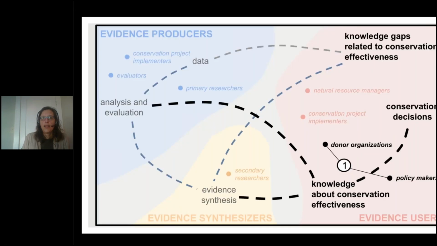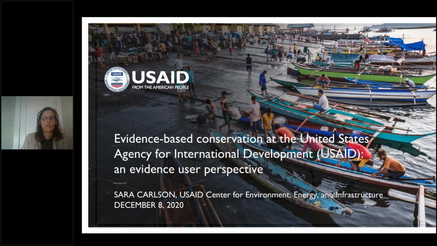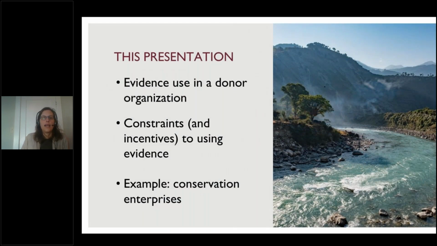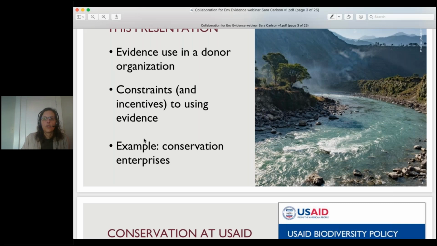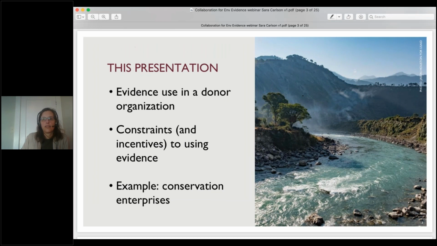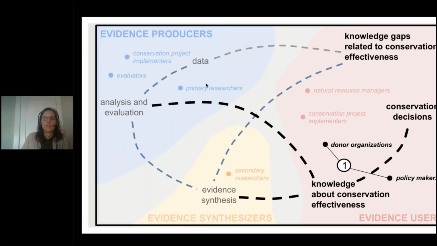All right, so our first lightning talk today is presented by Sarah Carlson. Sarah is an environment officer at the United States Agency for International Development in the Center for Environment, Energy, and Infrastructure. An evolutionary biologist by training, Sarah has worked at USAID for 8 years, where she leads efforts to better integrate research and evidence in the design and adaptive management of USAID biodiversity conservation programs. Sarah will be talking today about USAID's role as an evidence user, the opportunities and challenges to using evidence in USAID's biodiversity programming, and what evidence-informed decision-making looks like in the agency's policies and programs. Thanks, Sarah.